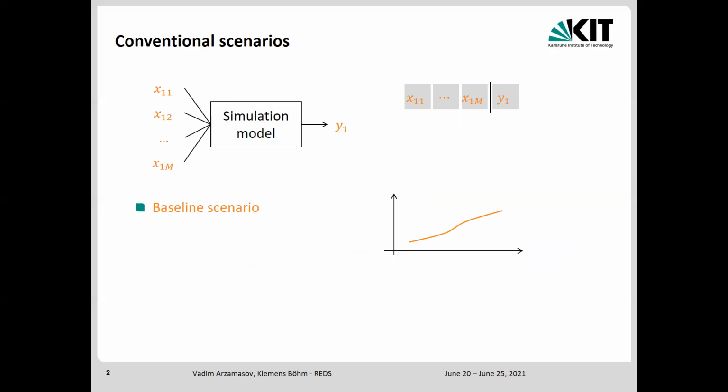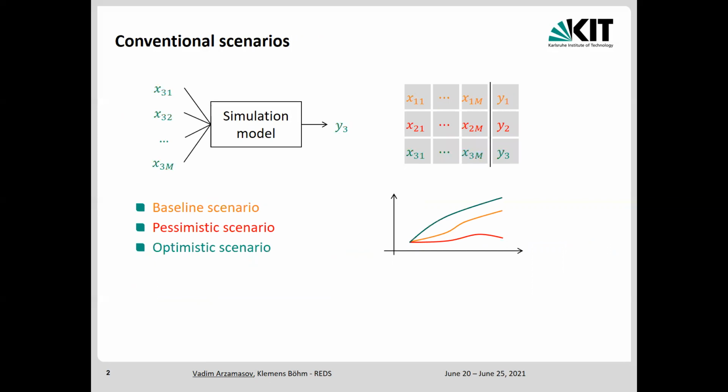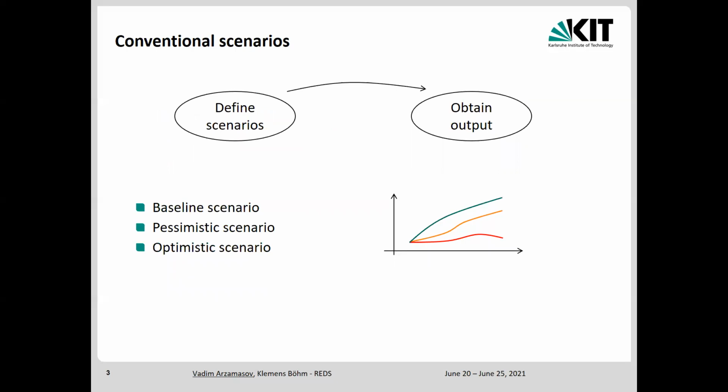When a simulation model is used in the conventional way, one starts with defining scenarios. These scenarios are defined by means of specific values of the inputs of a simulation model. Normally, one comes up with three scenarios, named baseline, pessimistic, and optimistic scenarios. The model is then used to obtain outputs for these scenarios and to use these outputs in the decision-making process. That is, in the conventional way, one starts with defining scenarios, then obtains outputs of a simulation, and then bases the decision on that output.